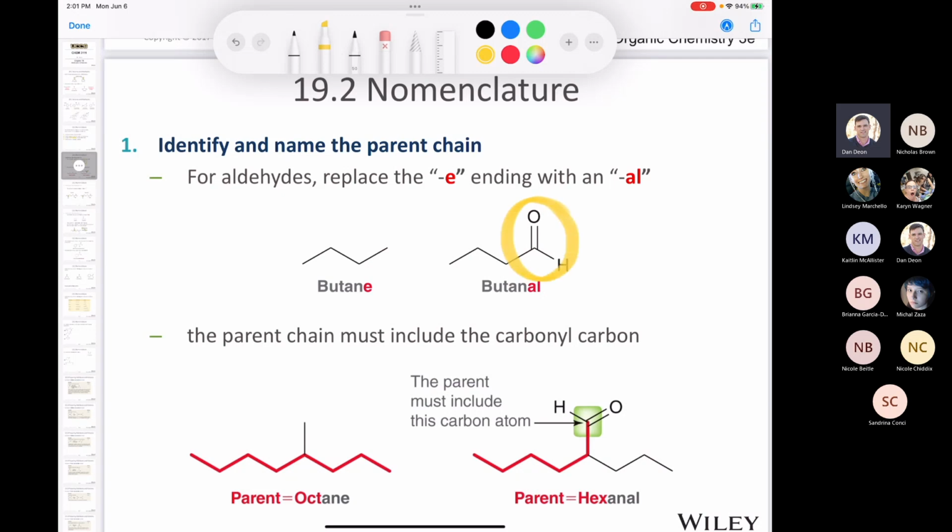So the suffix E gets dropped and we replace it with al. Now you might be wondering, why don't you call this 1-butanal? Because that is redundant. We do not need a locant for the aldehyde. We always assume that the aldehyde is at carbon number 1. There's no way to have an aldehyde at carbon number 2.